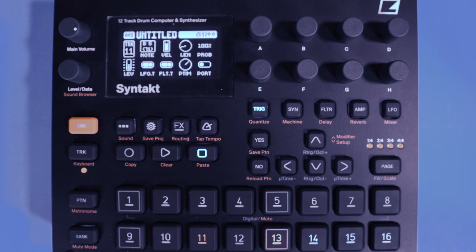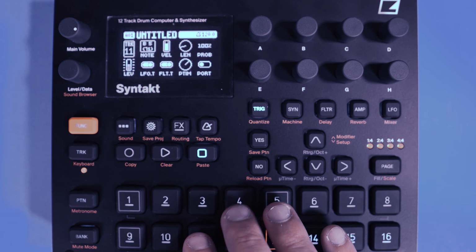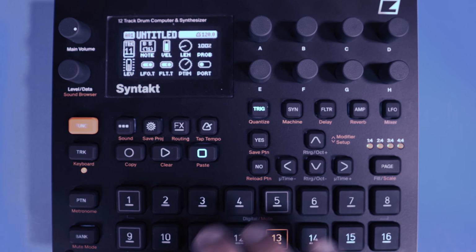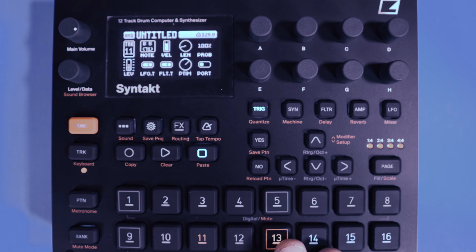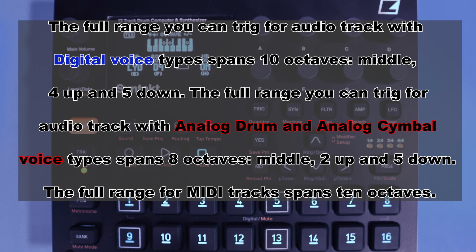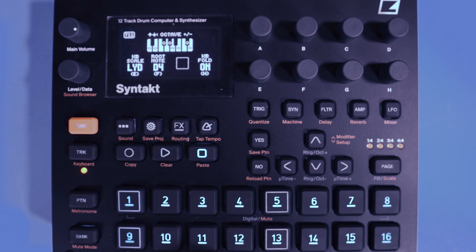Right now I'm using track 11 right here, and it's an analog sound. It's using an analog machine. And the digital machines and the analog machines function a little differently in keyboard mode. The digital machines span up to 10 different octaves, middle, 4 up, 5 down. And the analog drum and analog cymbal voices have only 8 octaves that they span. We're actually using an analog track, so we only have 8 octaves to really play with.